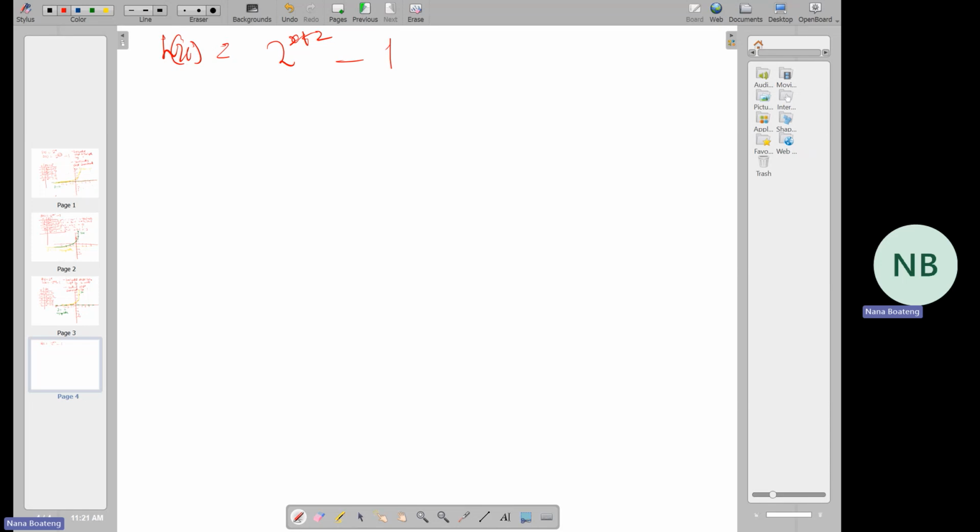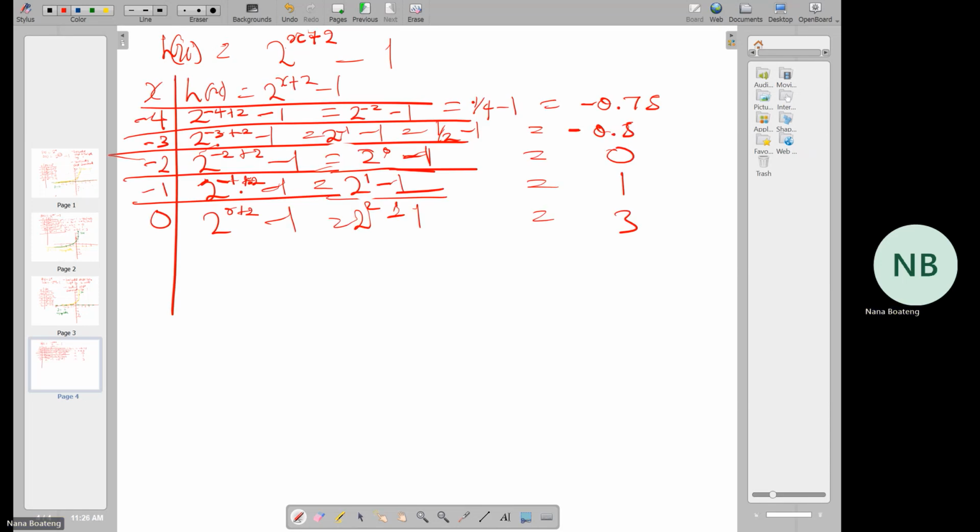And the last one is 2 power 0 plus 2 minus 1. So this is 2 squared minus 1, and 2 squared is 4. So this becomes 4 minus 1, which is 3. These are the points we get for h of x. So now let's graph it by hand. Then we'll move on to Mylab to try to graph it using the Mylab utility.